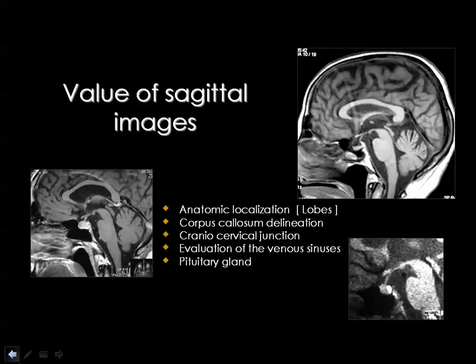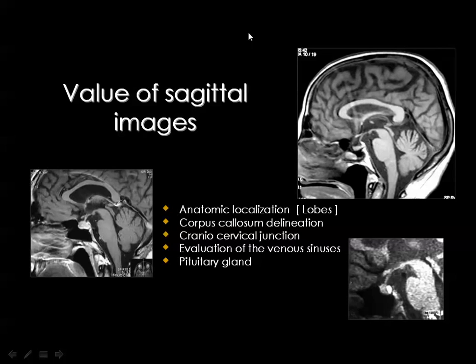Then evaluation of the venous sinuses for venous sinus thrombosis, and this is a good view to see the most important sinuses, especially the superior sagittal sinus, the straight and the transverse sinuses.